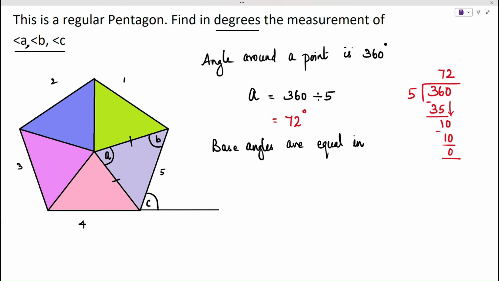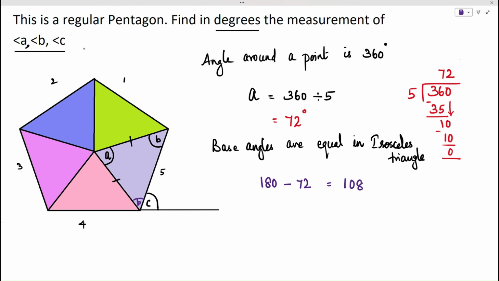Now we know that the angles in our triangle add up to 180 degrees, and we already know the size of one of the angles. We have calculated angle A 72 degrees, and we'll subtract this from 180. So 180 minus 72, if we do this calculation, we get this equal to 108.